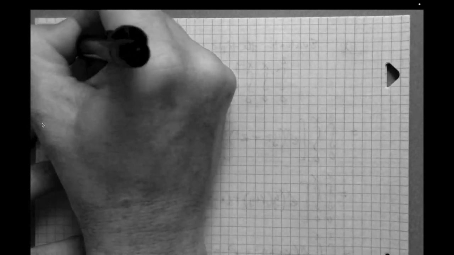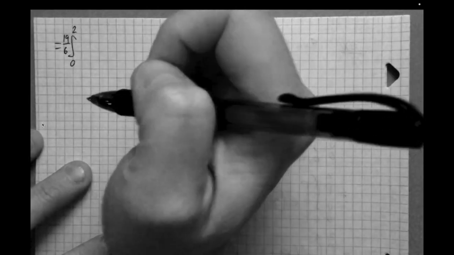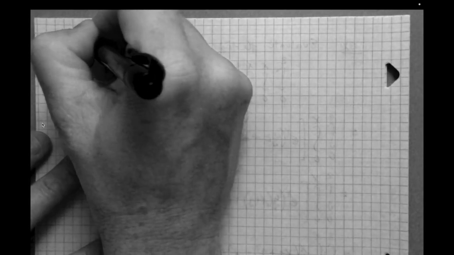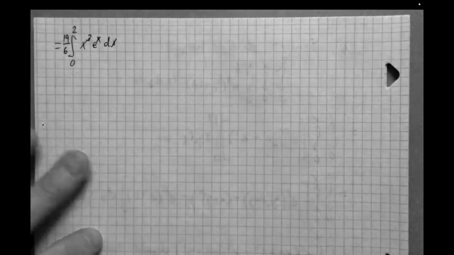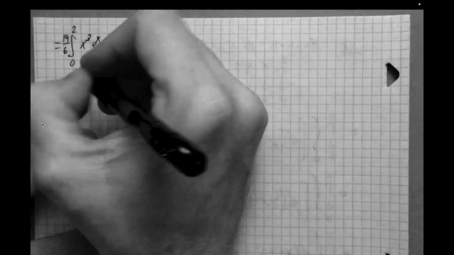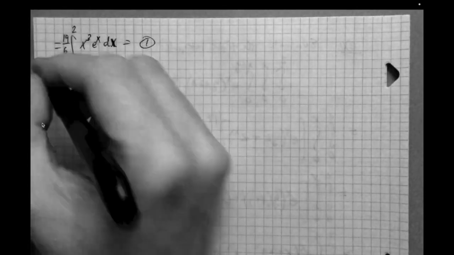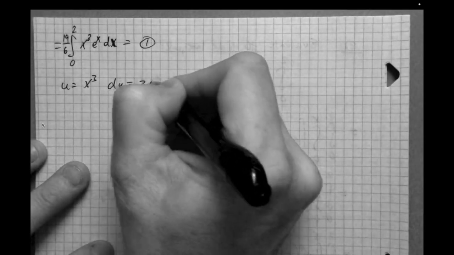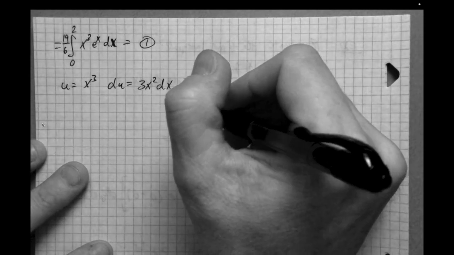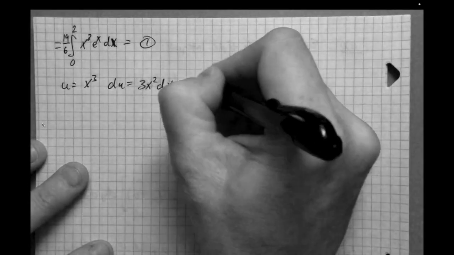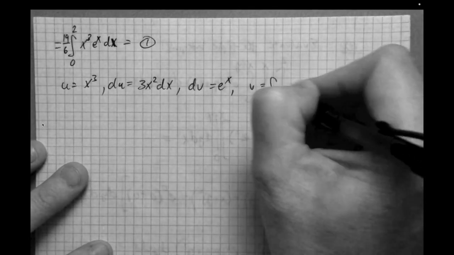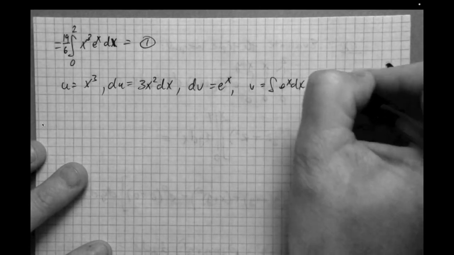So I've got 19 over 6, integral from 0 up to 2, and then it's x cubed e to the x. Okay, and so we can use integration by parts, and just in case we're rusty on this, we'll say u is equal to x cubed, du is equal to 3x squared dx. We'll set dv equal to e to the x, and that means v is equal to the integral of e to the x dx, which is e to the x.